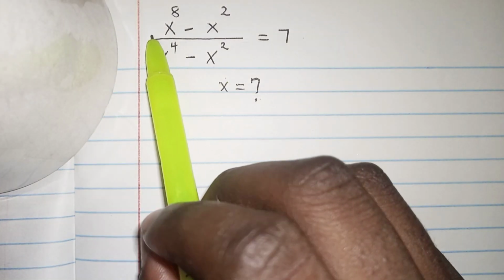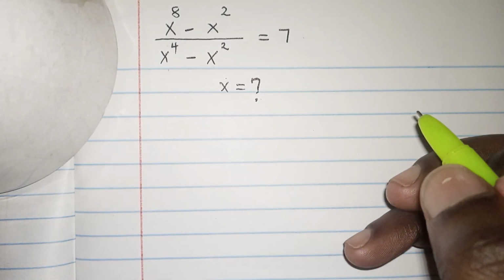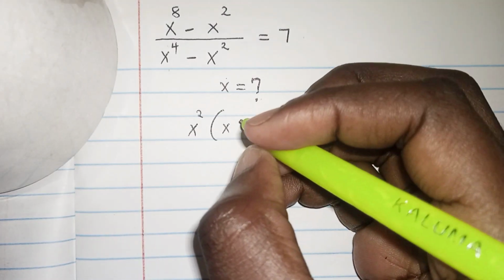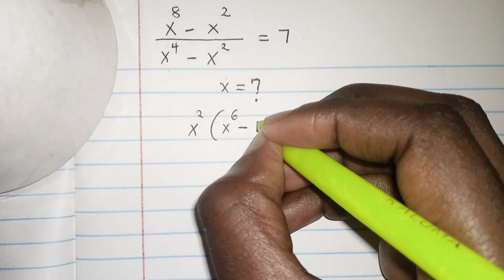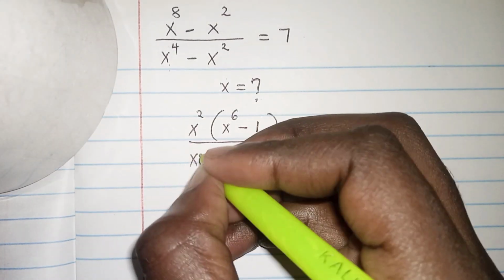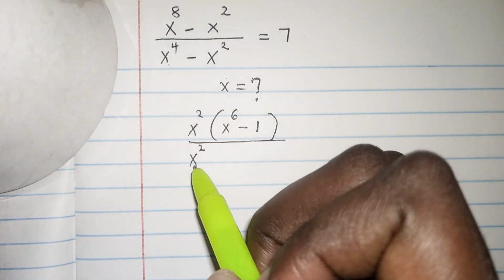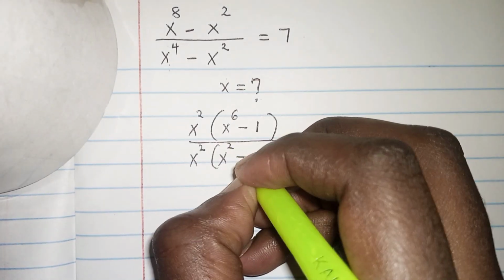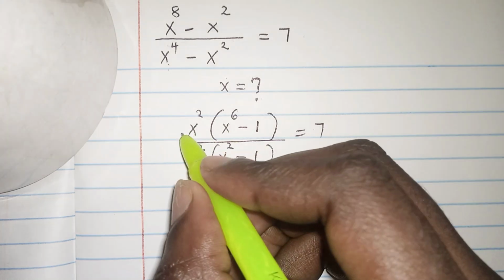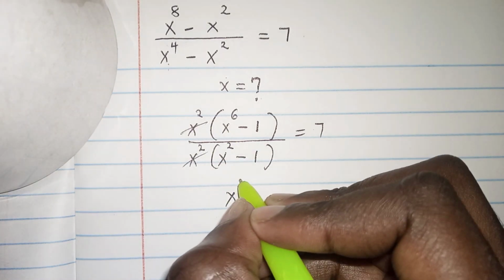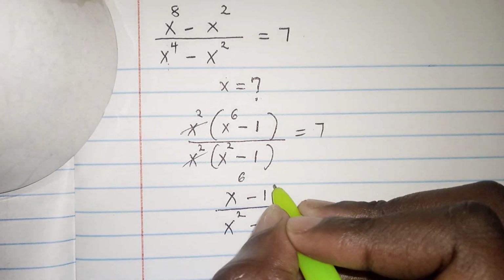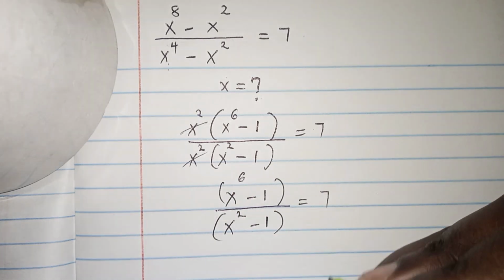So our first step will begin by our numerator here, whereby we are factoring out x squared. So x squared into (x^6 - 1) over, for our denominator, we are also factoring out x squared. So x^4 divided by x squared is x squared, minus x squared divided by x squared is 1, equals 7. So this and this will cancel out, and we have (x^6 - 1)/(x^2 - 1) = 7.